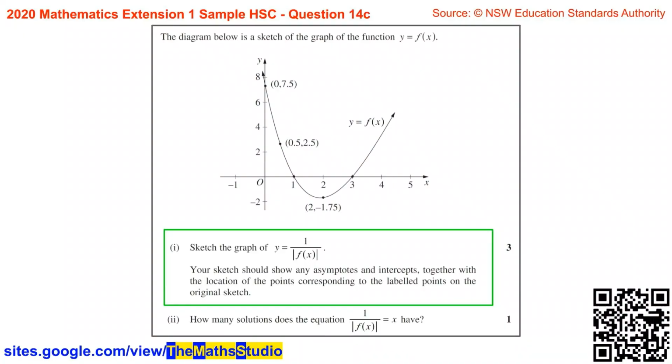Question 14c. The diagram below is a sketch of the graph of the function y = f(x). Part 1. Sketch the graph of y = 1/|f(x)|. Your sketch should show any asymptotes and intercepts, together with the location of the points corresponding to the labelled points on the original sketch.